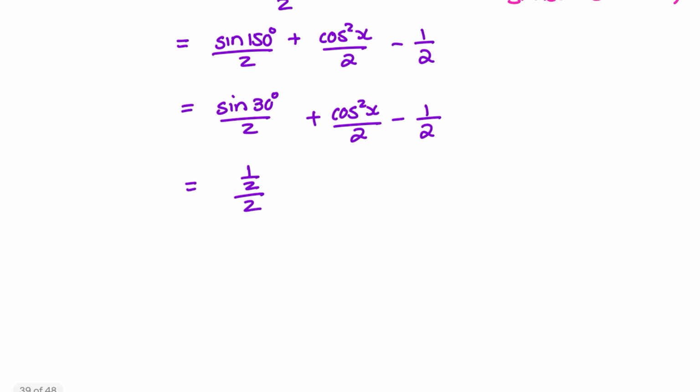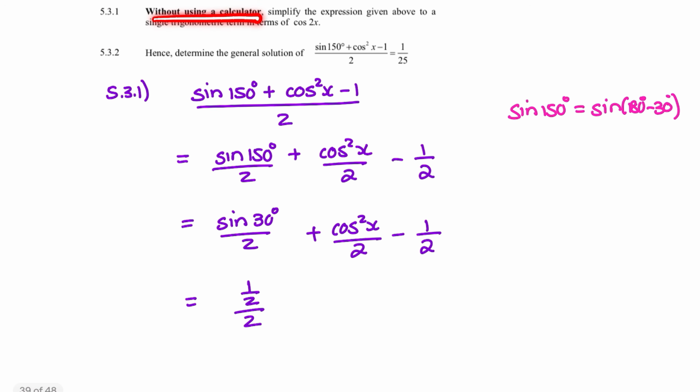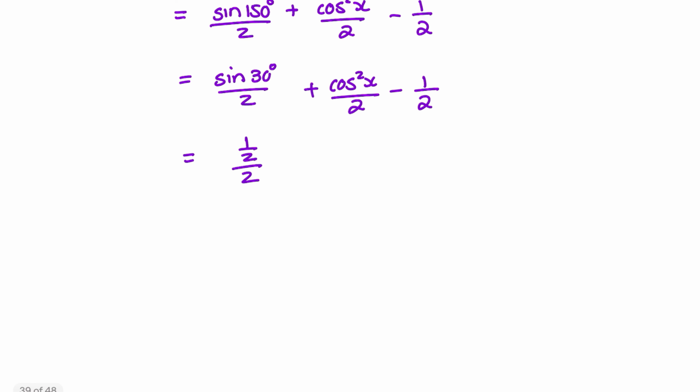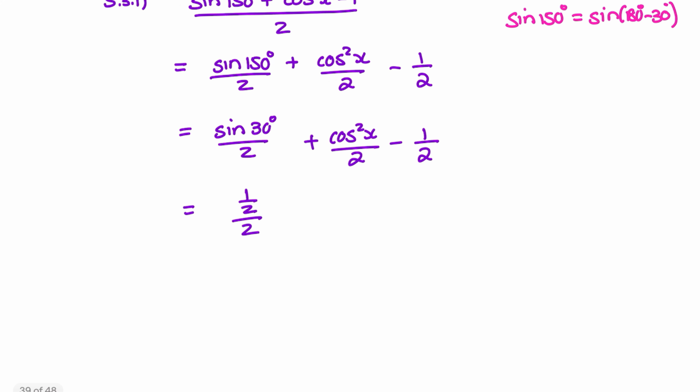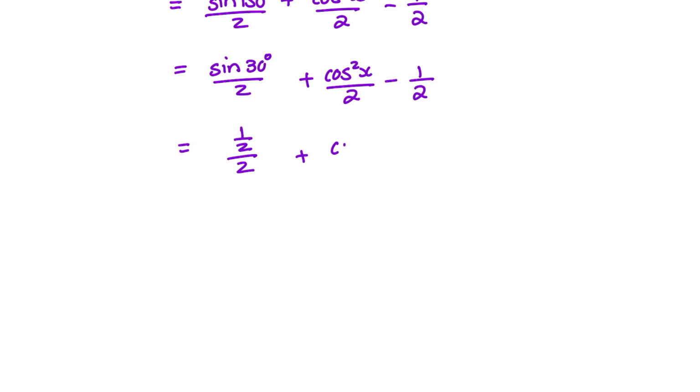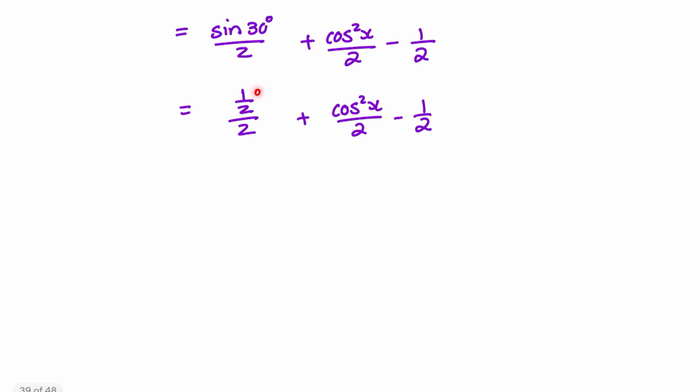So it's important, the question said without the use of a calculator. So when you simplify, you can't go from 150 directly to 1/2. You first need to show that 150 is a special angle or it reduces to 30 degrees, and then that sine of 30 is equal to 1/2, plus cos squared x over 2, minus 1/2. Now, if you rewrite a half divided by a half, it will become 1/4 plus cos squared x divided by 2 minus 1 divided by 2.